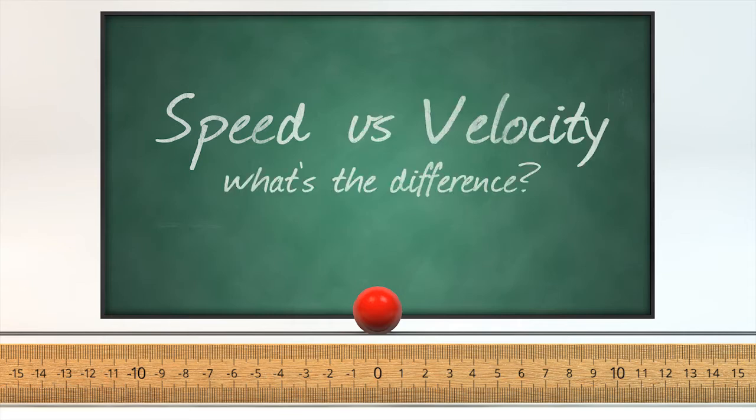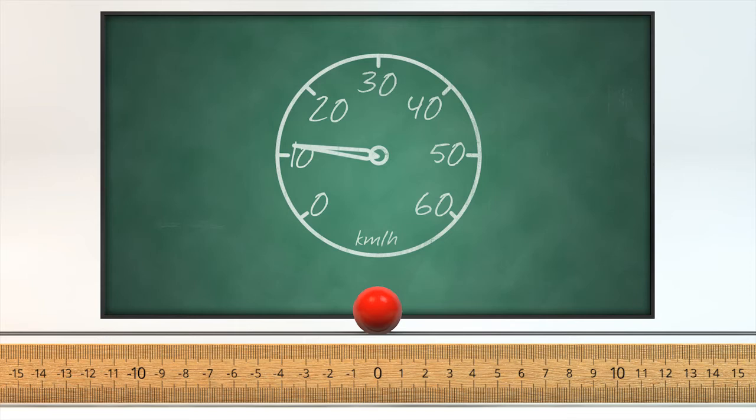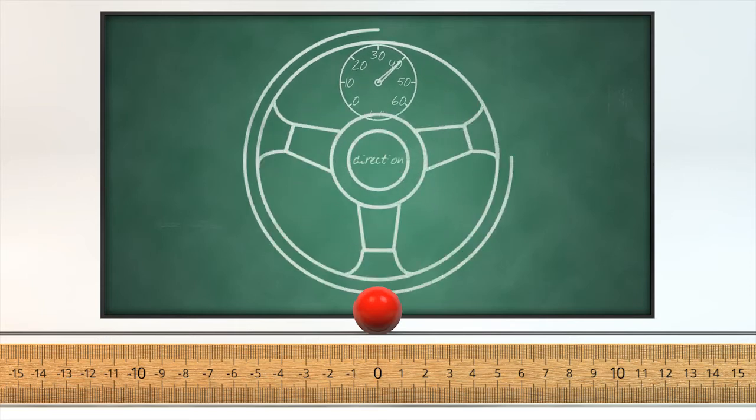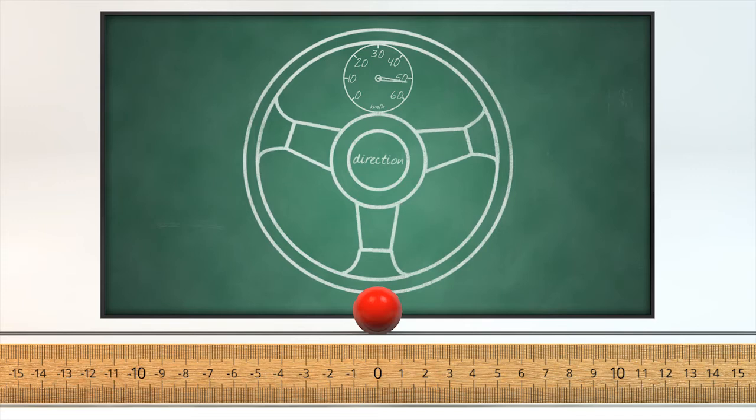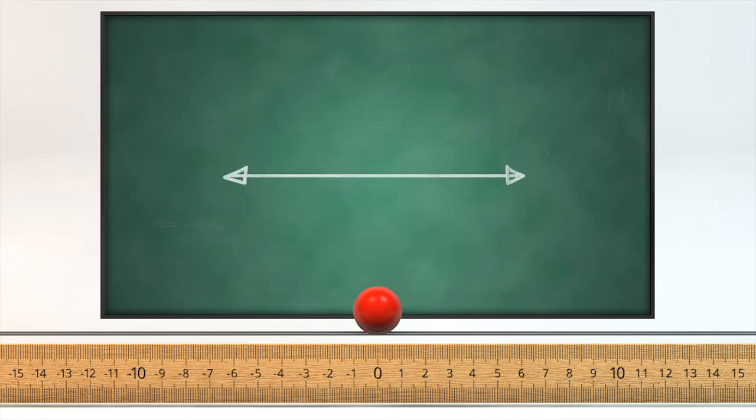Well, speed is a scalar quantity, while velocity is a vector quantity. This means that speed only tells you how fast an object is going, but velocity tells you how fast the object is going and its direction of motion. But what does this mean? In one dimension, the only difference you will see is that velocity can be positive or negative, while speed will always be a positive number. And because of this extra information on direction, velocity is used most often in all physics calculations.